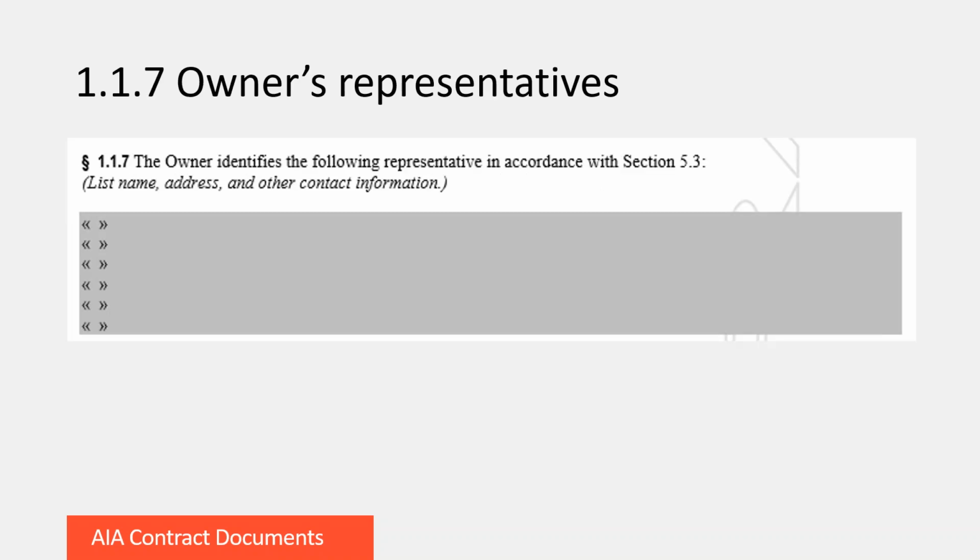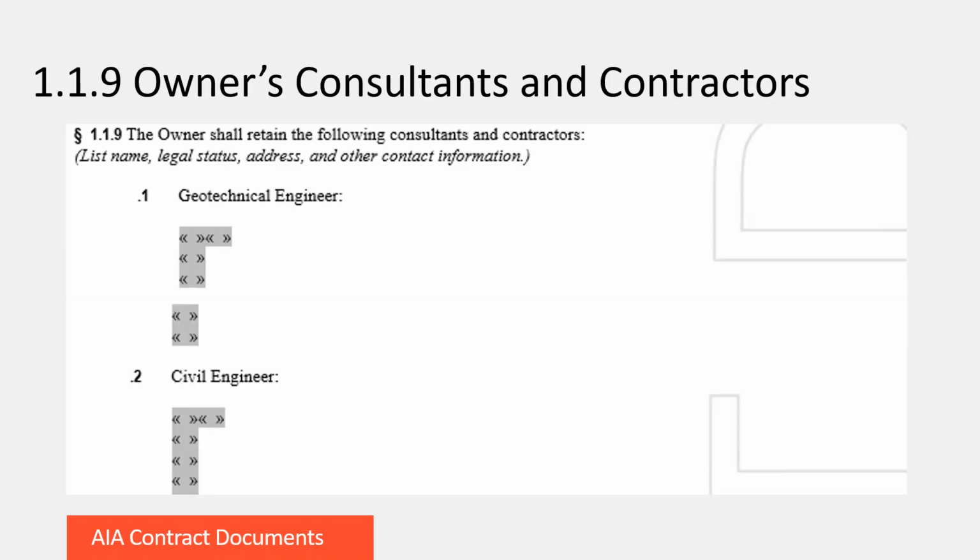All right, and then the owner's representative, as you know, it's important to identify the owner's representative. Who's the decision maker and what is the official way to get a hold of that person? And then we also want to list the owner's consultants and contractors. It's important to be clear which consultants and contractors the owner is retaining. Oftentimes that's geotech or civil engineers and sometimes others, but also include the contact person at these firms as well.